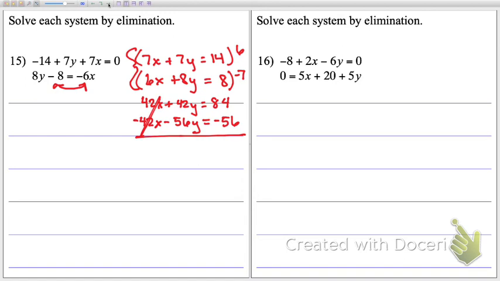You're going to have either infinitely many or no solutions. If it's 0 equals 0, how many solutions are there? Infinitely many. If it's 0 equals 15, how many solutions are there? None.